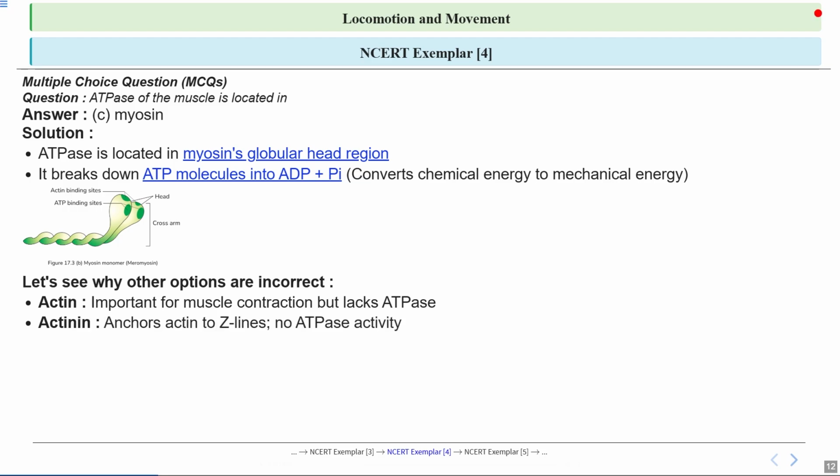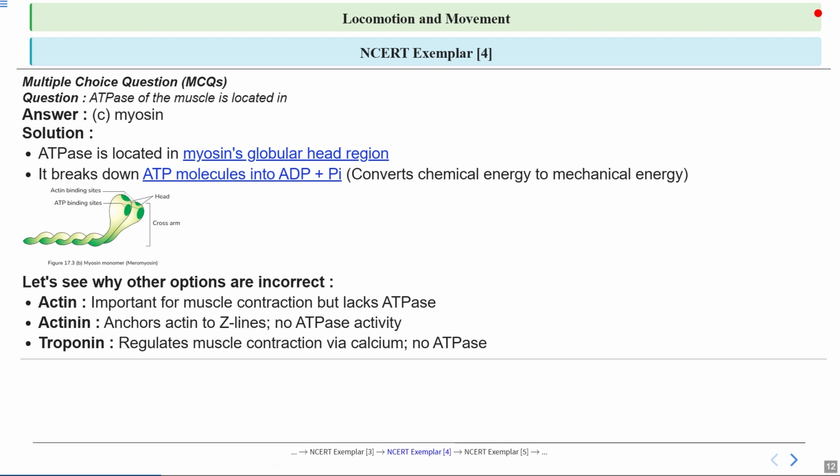Now, the other option was actinin. It is a protein found in muscle cells that helps anchor the actin filaments to the Z lines, which are the boundaries of each sarcomere. This anchoring is important for maintaining the structure of the muscle and allowing for proper contraction. So, unlike some other proteins involved in muscle movement, actinin does not have ATPase activity, meaning it does not use energy from ATP to function, unlike myosin, which does.